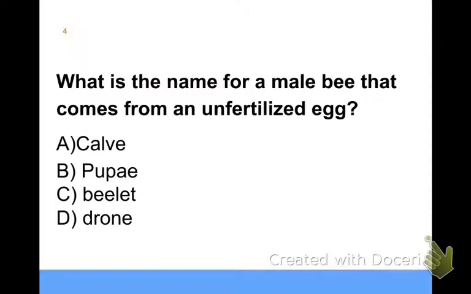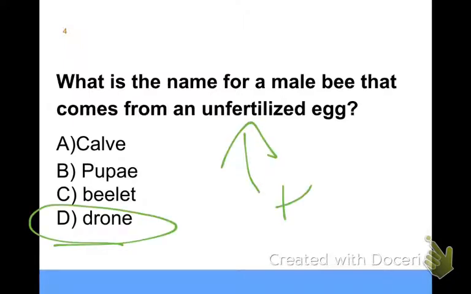Number 4, this is just basic information. Just kidding. I thought I'd throw in a random trivia question that I'd never heard of, just to make sure there's a little bit of a tiebreaker. So the name for a male bee that comes from an unfertilized egg is a drone. No idea why, no idea how that can happen. You can Google that in your own time, but I just thought I would throw in a fun little fact for you there.